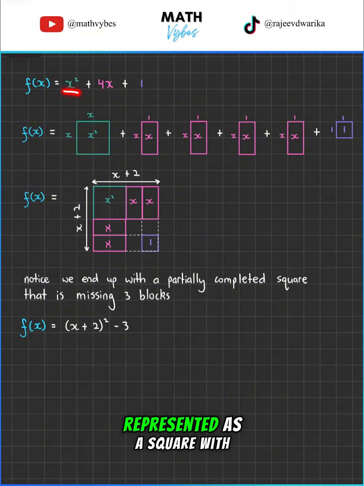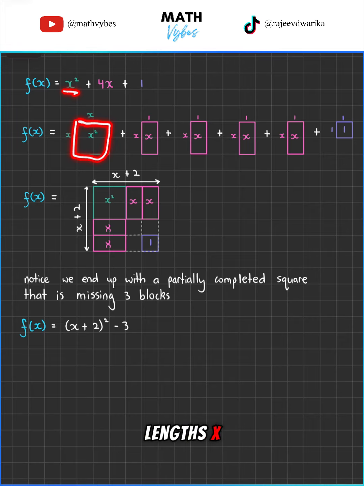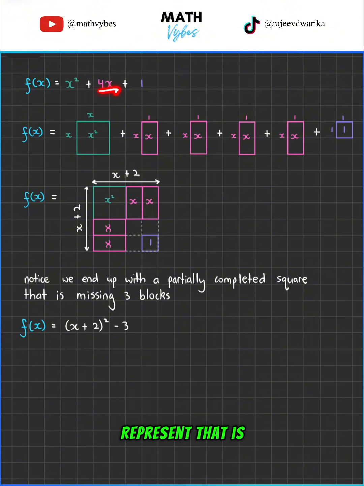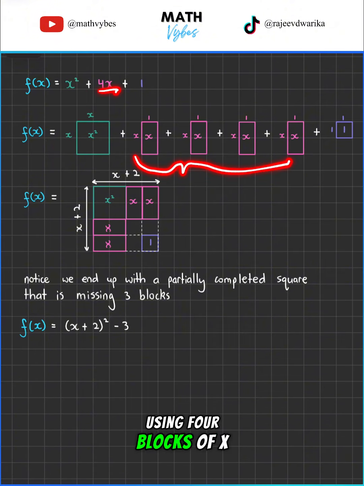X squared could be represented as a square with lengths x and x. And x by x would give you back x squared, right? We have 4 x's now. So how we could represent that is using 4 blocks of x.